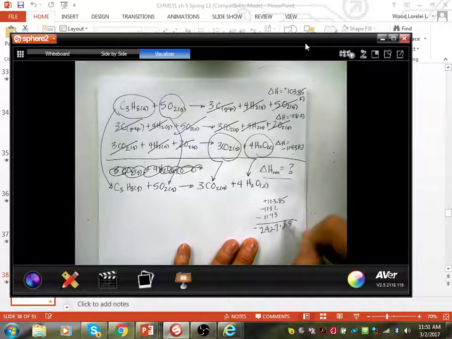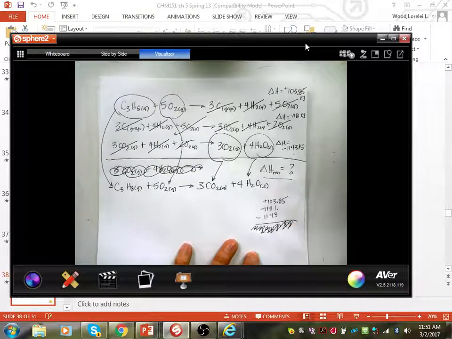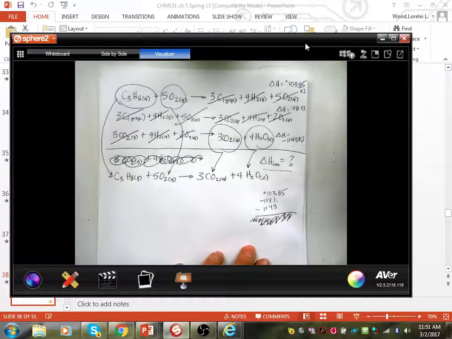I'm doing the addition and subtraction wrong. I didn't pay attention to my signs. Somebody with a calculator, give me the number here. It's going to be a negative number.